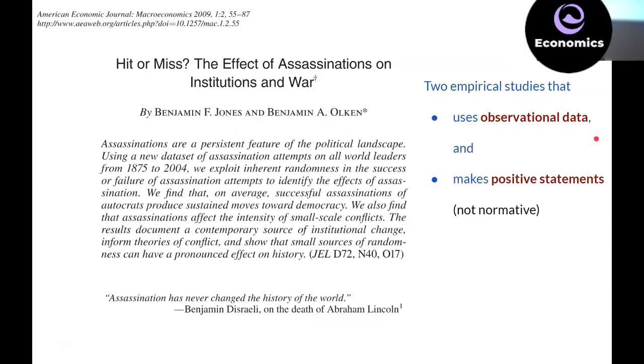So this is one example where an empirical study uses observational data to answer the question: do national leaders matter? Those are positive statements, does it matter or not? This is not a normative statement or an answer to a normative question. Obviously, just because it matters doesn't mean that there should be assassinations, right?